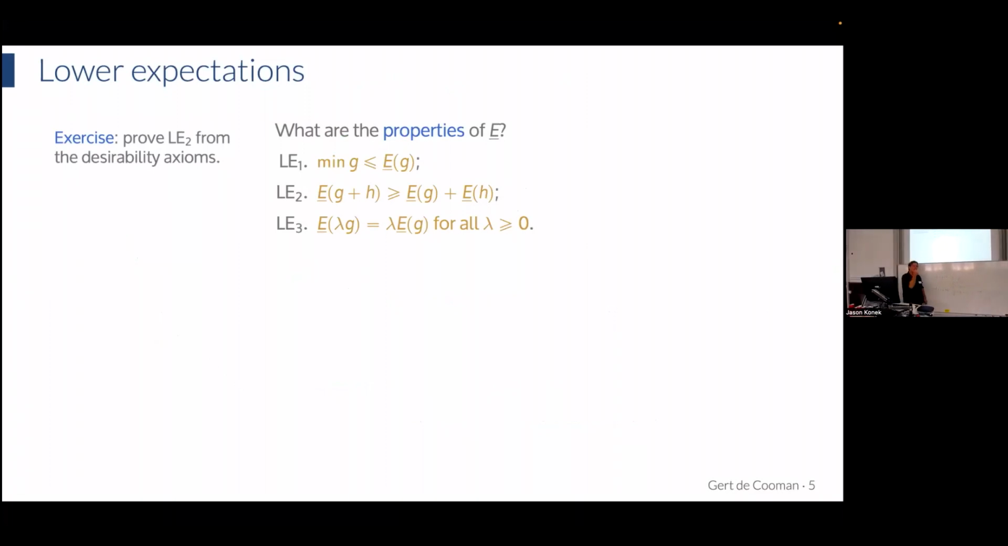Okay. So if I start out with a set of desirable gambles D, I can define this lower expectation functional. And it turns out that this expectation functional satisfies these three properties, which are the basic properties. The lower expectation dominates the minimum. It is what we call super additive. The expectation of the sum is greater than the sum of the lower expectations. And it is positively homogeneous, or non-negatively homogeneous. If I have a non-negative constant, I can take it out of the expectation operator.